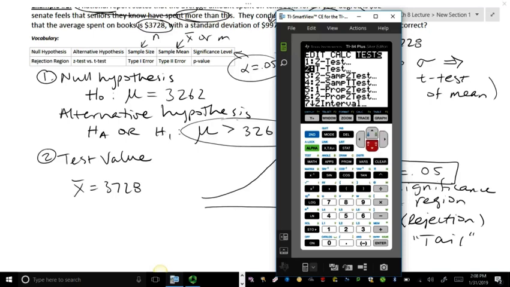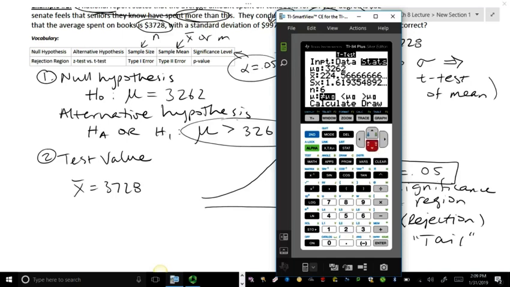If I arrow down, I've got 2 sample, which I don't want. 5 and 6 are proportion tests. 1 and 2 are not labeled well, but they are a mean test, and we're doing a t-test of the mean. So I choose number 2 and then enter. It asks if we have data. I'm not given a list of data. They gave me the sample mean and standard deviation, so I'm going to arrow over to stats and hit enter. It's asking me, see that mu sub 0? That's the null hypothesis mean. We're assuming that mean is 3262.